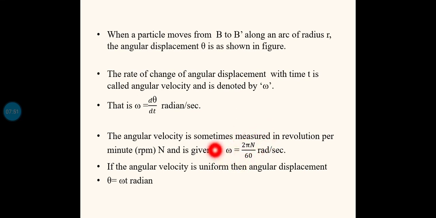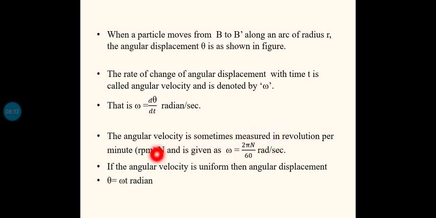You can see how this equation comes. I have already told that if a particle completes one revolution, it covers an angular displacement of 2 pi radian. So the angular displacement for one revolution is 2 pi radian, and N is the RPM, so N by 60 is the number of revolutions per second. Within a second N by 60 revolutions are completed, so the total angular displacement per second will be 2 pi into N by 60.